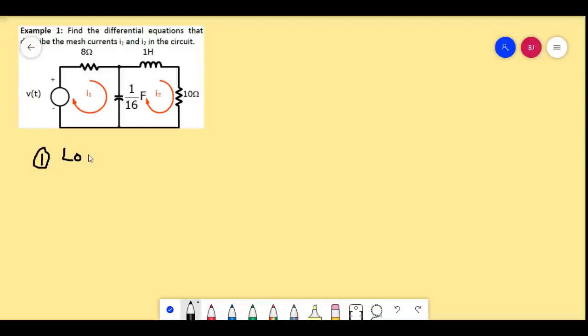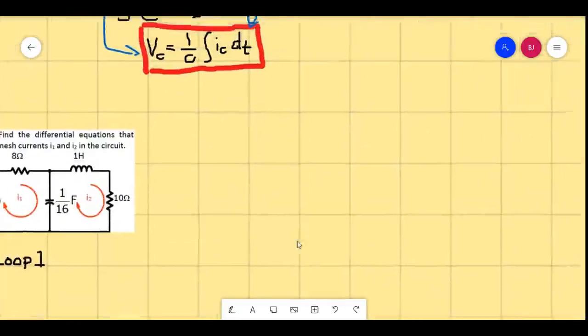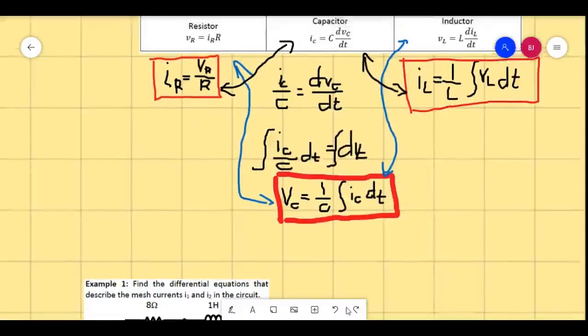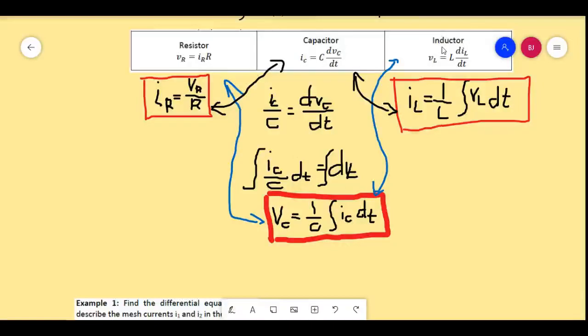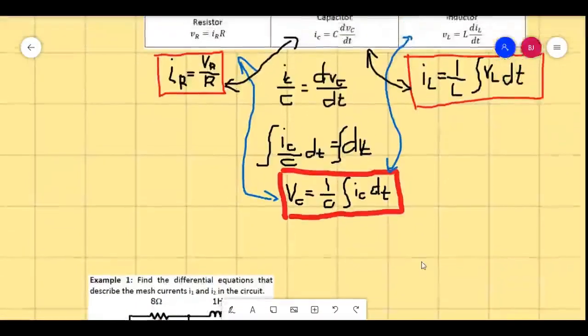So for the first loop, loop number 1, we will be using KVL as mentioned. We put all of the voltage sources on the right of the equation and all the other components on the left. So we have to represent it as voltages. Now this is where we will be using our equations here. Because we are going to represent this as voltages, this would be important.